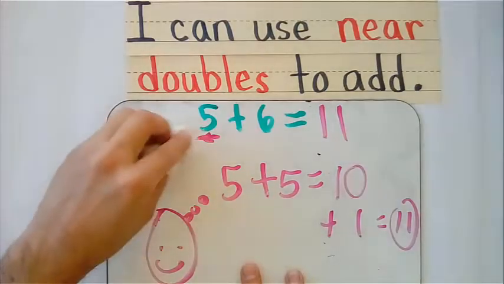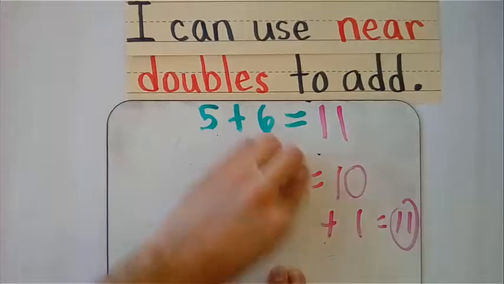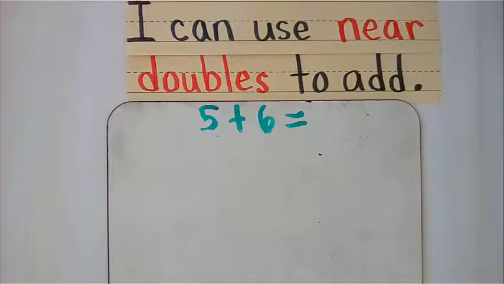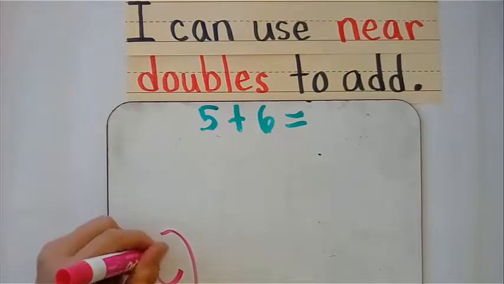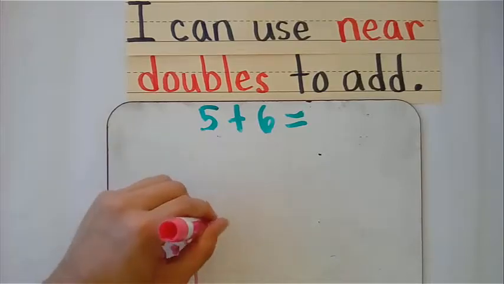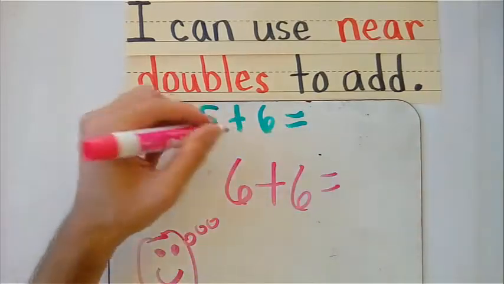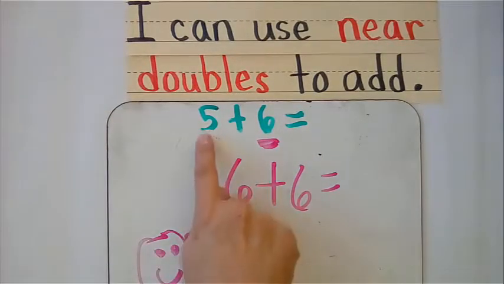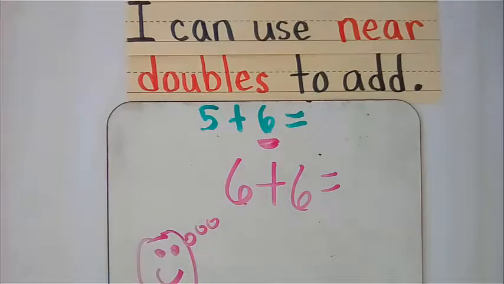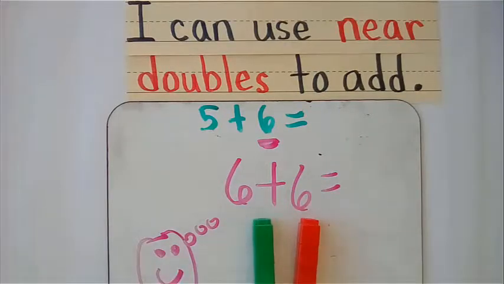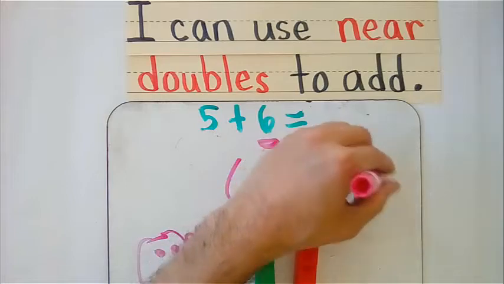Now, what if I wanted to make this one into a double? What if I wanted to say 6 plus 6? Well, again, in my brain, I know what 6 plus 6 is, because I'm going to make that one into a double, and I'm going to pretend that that one is 6 too. So I know that I have 6 and 6 more, that makes 12. So I know that 6 plus 6 is 12.